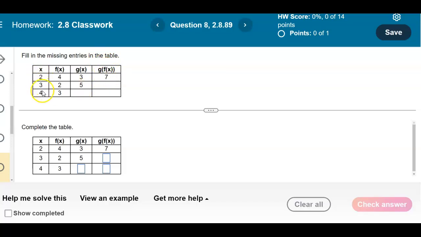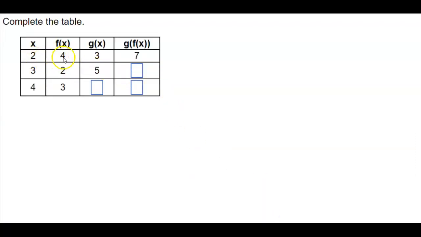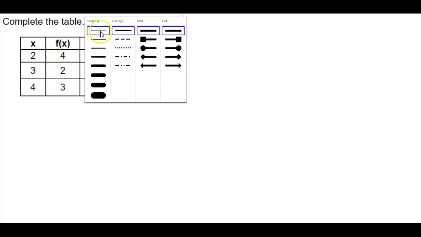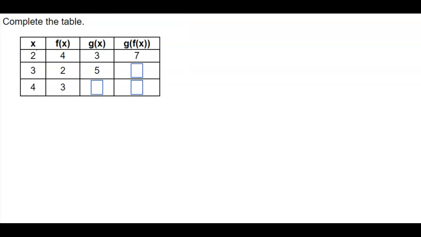So these are the inputs, and these are the outputs. We want to fill in the missing pieces that are here. Before we do that, let's take a look at the table and write down the given information. Let's take a look at the first row. It has an input of 2, so we know that x is equal to 2.